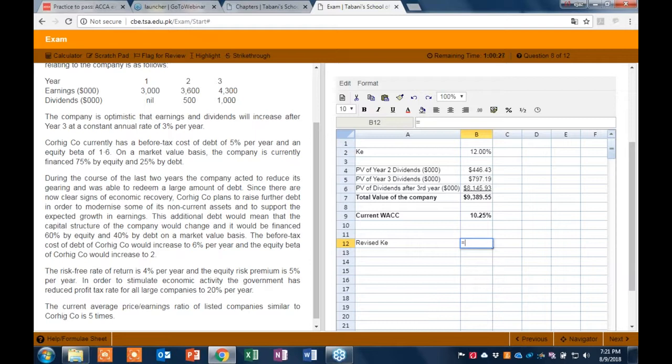So the risk-free rate of return stays to be 0.04, plus equity beta is now 2 times into the risk premium, which is 5%. So the revised cost of equity with this change in the equity beta will be 14%. The revised cost of debt, according to the question, is 6%.